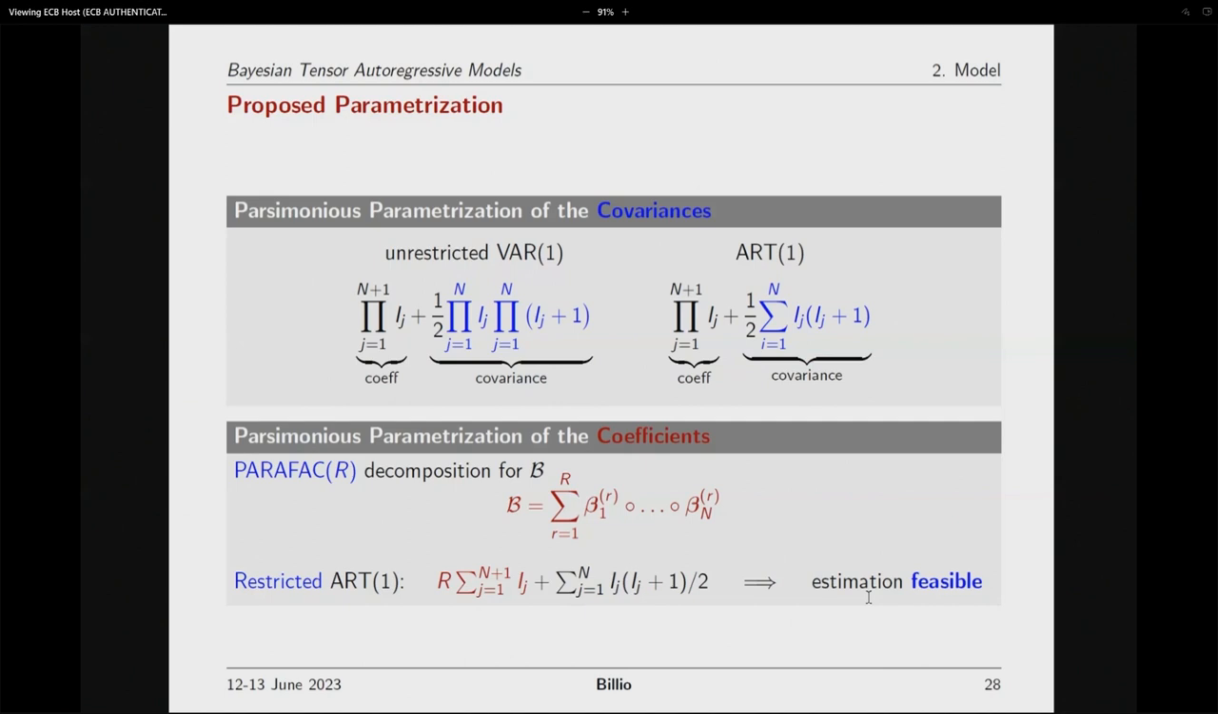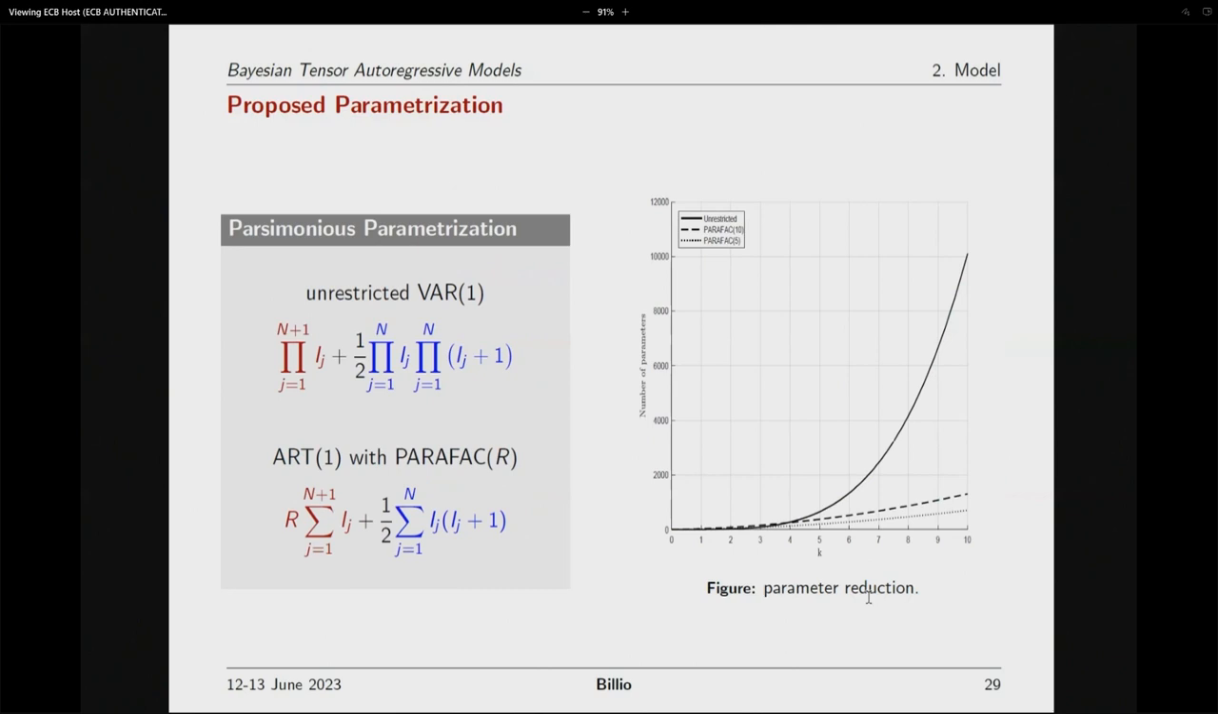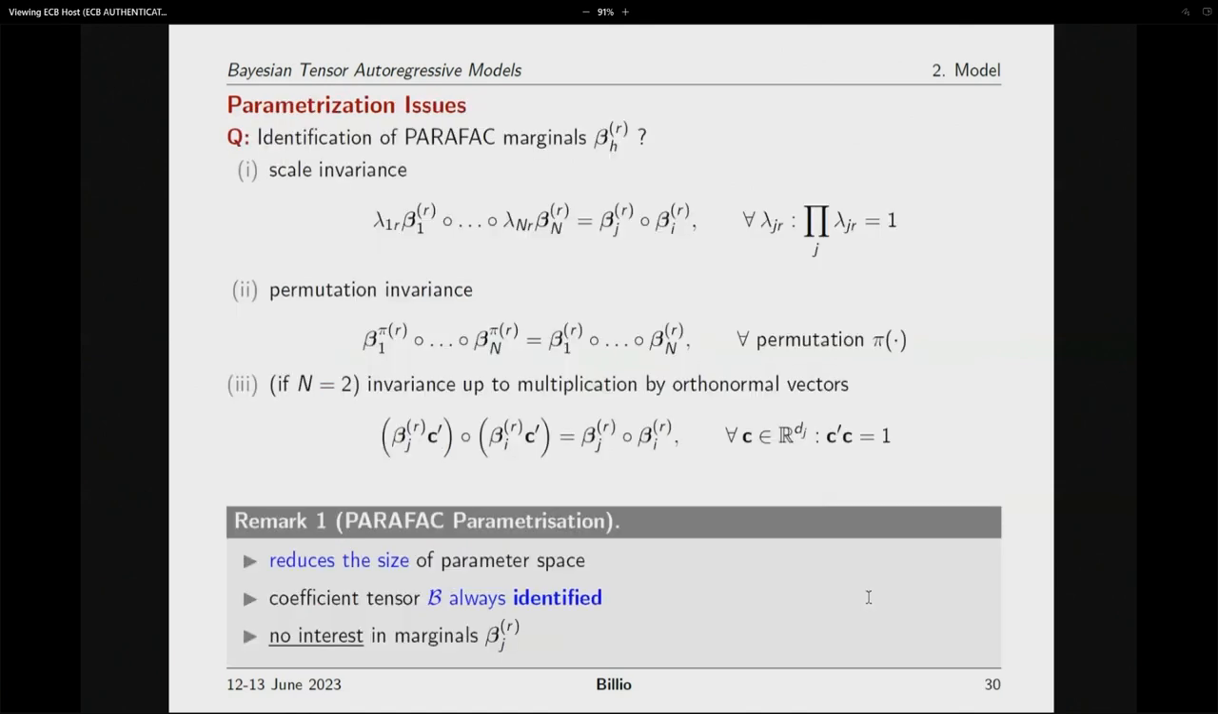It is difficult to see, but probably in this graph you can understand better. The restricted VAR is what is exploding in terms of number of parameters. If you work with the PARAFAC representation and also the tensor representation of the error term, clearly it depends on the rank you are considering, but the number of parameters is highly reduced and also increases in a quite linear way.